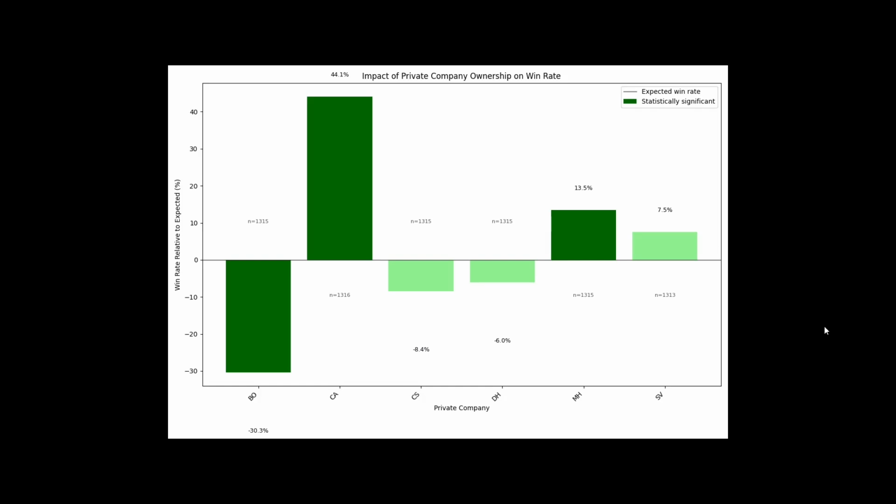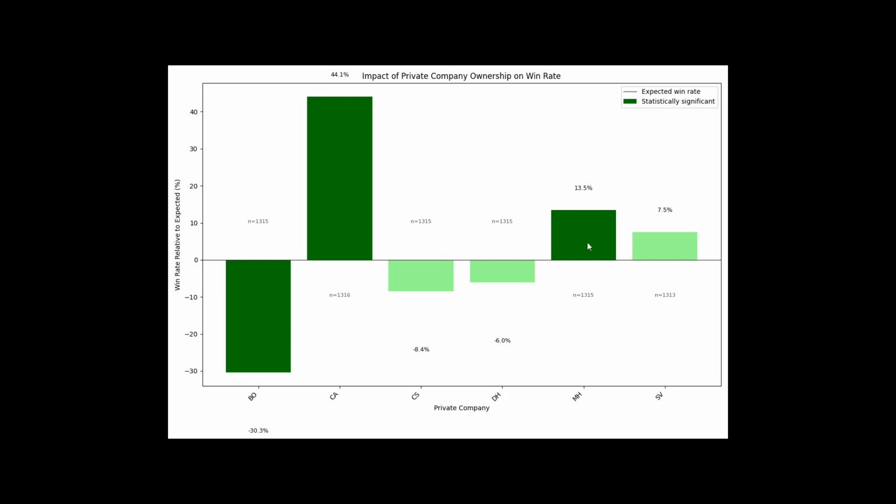And you'll see that the C&A, Camden and Amboy, has a huge positive impact on your win rate, whereas the B&O has a very massive negative impact on your win rate. And these were both statistically significant. So all these players that are giving away the C&A for bids on the B&O are really doing themselves a disservice.